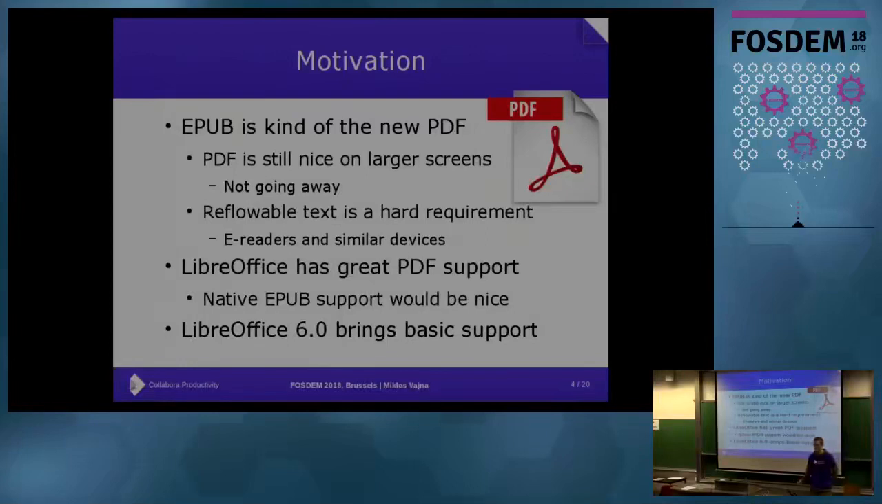PDF is not going away. It's still a very nice format when you have some larger screen, but it's not very good at reflowable text handling. So instead, what we have is EPUB, which is designed exactly for this use case. As you probably know, LibreOffice has pretty good PDF export feature. So wouldn't it be nice if it would support exporting to EPUB as well directly as a native feature?